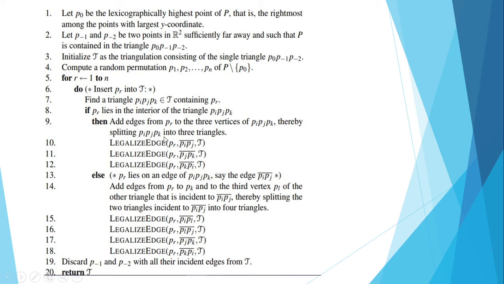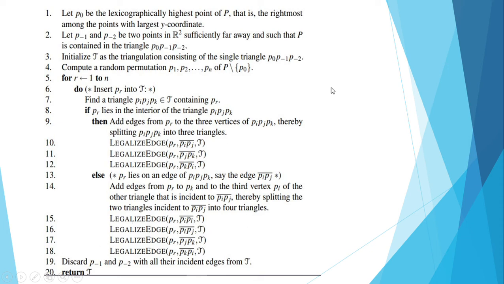Those are the three edges which are going to be affected after the addition of the point. Okay, this is about the PR. We will shortly see what the legalize edge function is all about. And if the point lies on the edge of a triangle, we are splitting the triangle into four triangles. So it is going to be four legalize edge function calls for the four related edges.